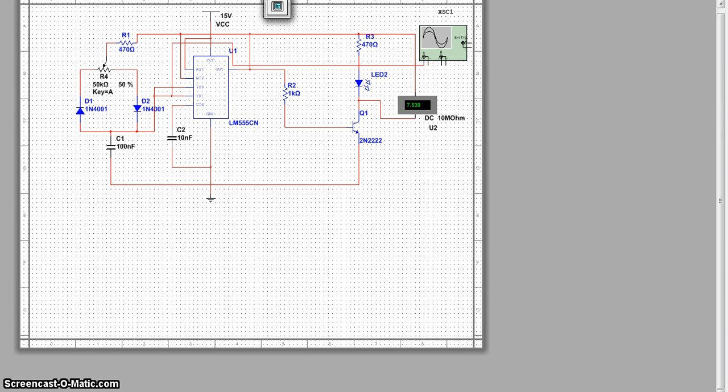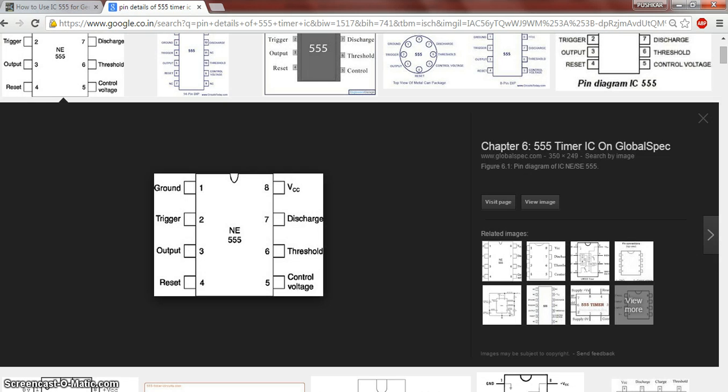The components that we're using for our circuit are, as you can see, diodes. Both the components are 1N4001. Capacitors, 1000 nanofarads and 10 nanofarads. Then we're using one transistor, the number is 2N2222, and the 555 timer IC, of course, that is LM555CN. This is the 555 timer IC pin details. This is the exact IC that we're using for our circuit.